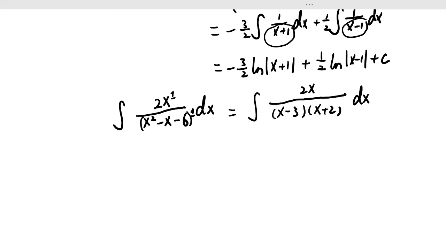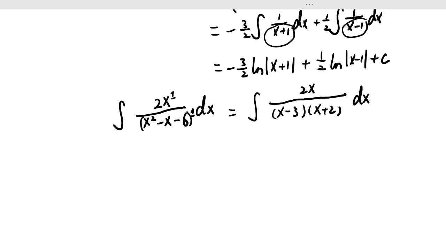I don't care about the top, as I mentioned. No matter if it's the 2 I have or 2x, unless it's 2x squared. Now they have the same degree, so I have to pay attention to that. Right now everything is fine. We are going to solve this by using partial fractions.